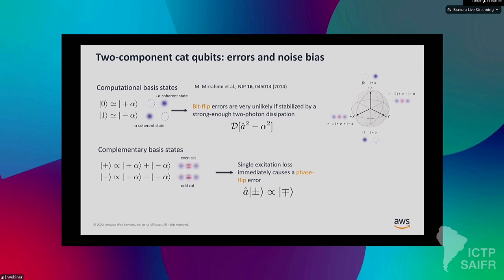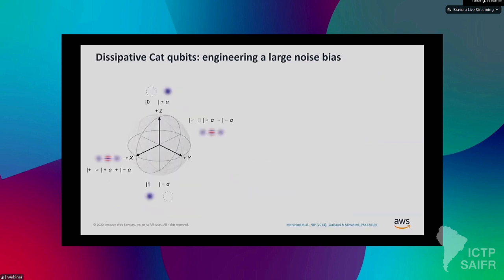But it might be an easier job for you. And what you can see is that as you increase alpha square, the size of the cat, bit flip errors are exponentially suppressed. Phase flip errors actually increase, but they only increase linearly in alpha square. And then you have a gain. So you have exponentially biased the noise once you do this. And you can try to use this for error correction.